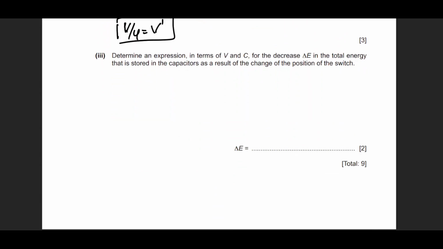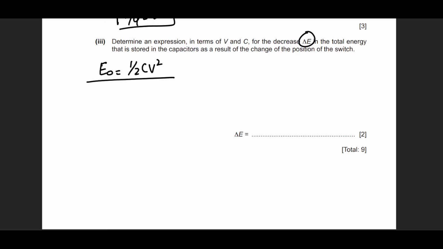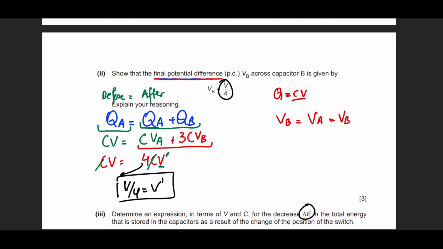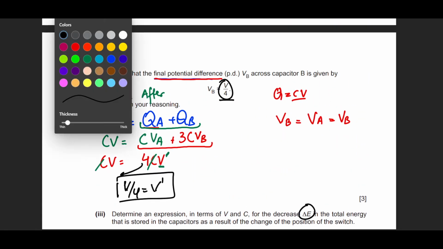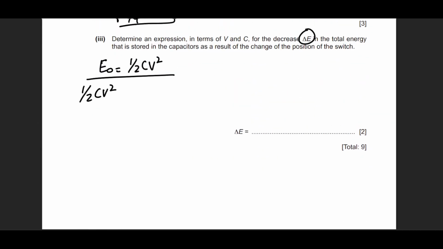Okay. All right. So now he says to calculate the delta E, the change in energy before and after. So we do have the original energy, or the E naught. Original energy was half CV square. For the new case, we need to apply half CV square again. We do have the current voltage, which is V by 4. That's not the problem. The problem is to figure out what's going to be the capacitance.